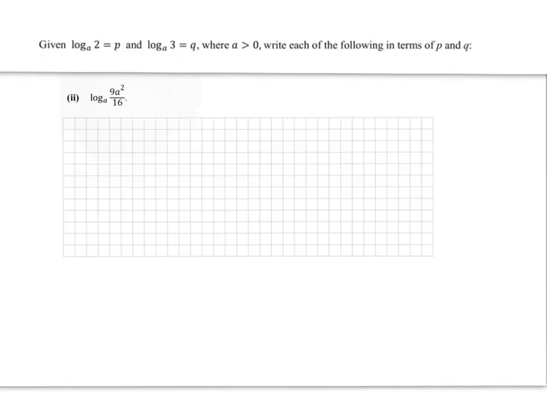Okay, and so here we go with part 2 of the question. And this time we are asked to simplify log to base a of 9a squared over 16. So again, using my laws of logs, I know the first thing I can do is rewrite that as log to base a of 9a squared minus log to base a of 16. Again, I know I want something similar to the last question with 2 in it, and I know 16 is the same as 2 to the power of 4. So that's the first thing that strikes me here. I've log base a of 2 to the power of 4.